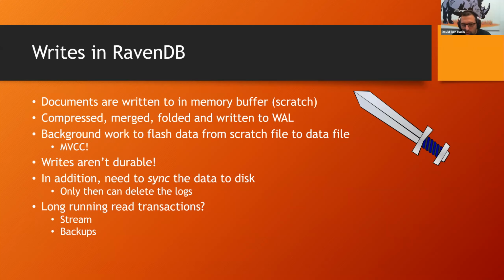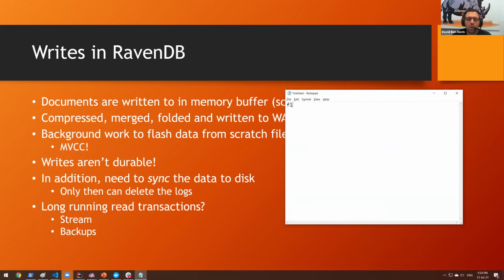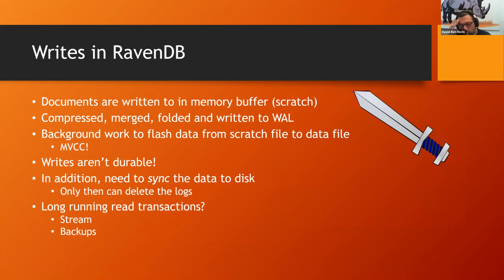A flush operation is just something that we do to clean up our in-memory data. We don't assume that this is durable. So we need to sync the data. Sync the data means call fsync, or in Windows, flush file buffers, etc. Only then is this on the Raven data file. And this is the data file basically. Only then can we be sure that the data is actually persisted, and then we can clear the logs.